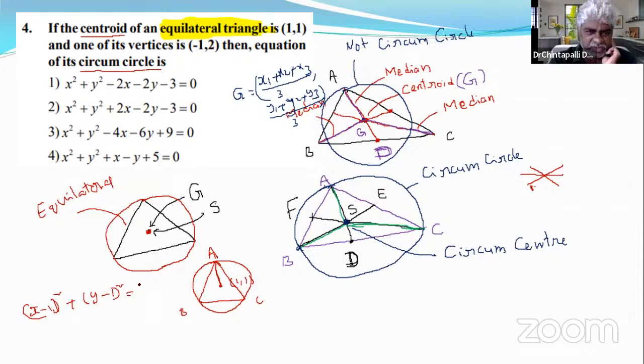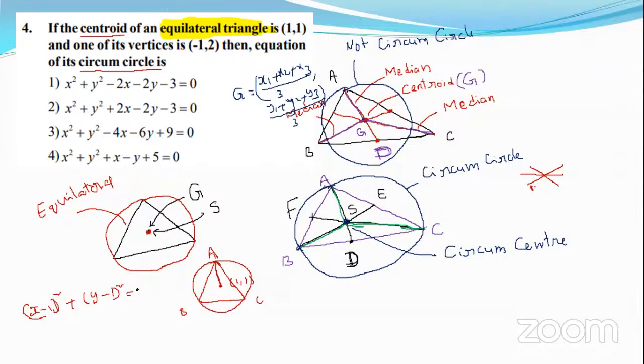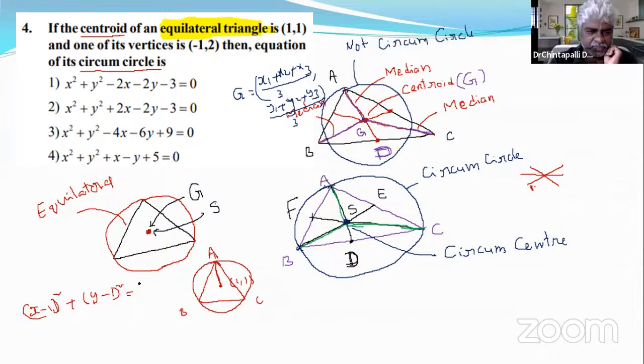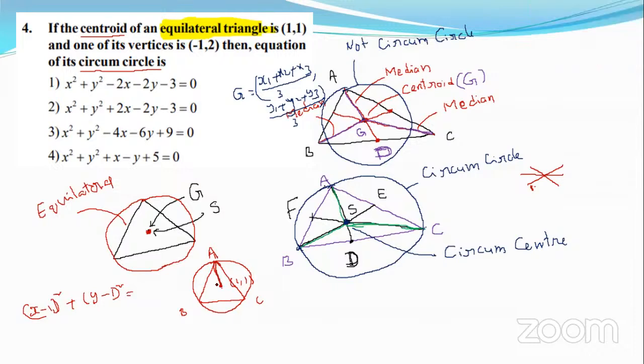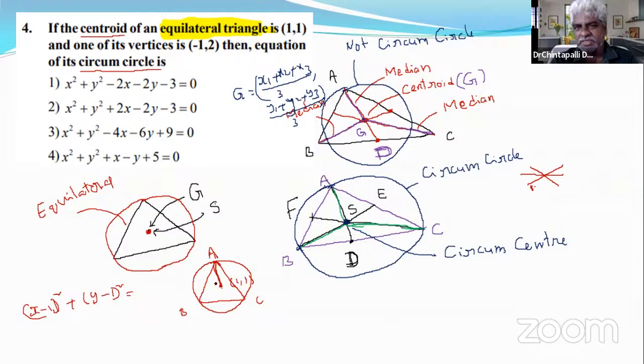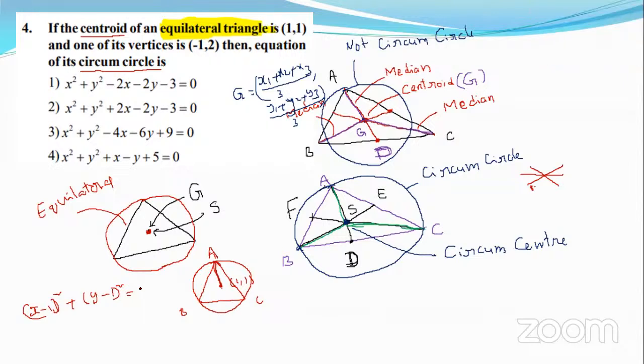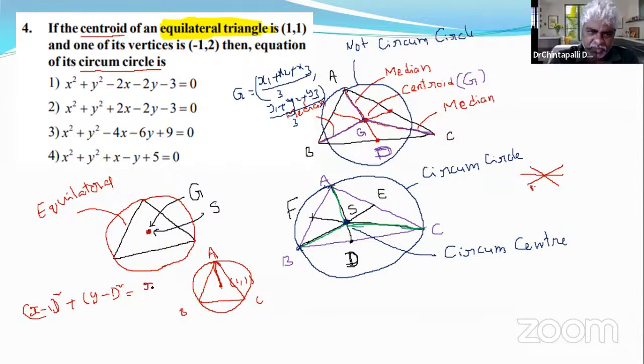X minus 1 whole square plus y minus 1 whole square is equal to something, radius. See, we need radius. It's a problem if we talk negatively about any person or anything in live stream. Otherwise, it's no problem. Radius r square, right?